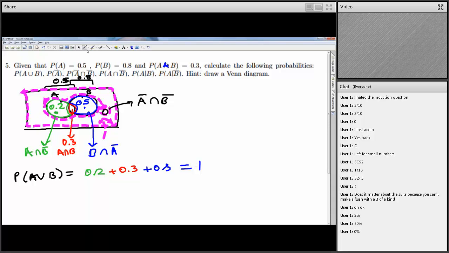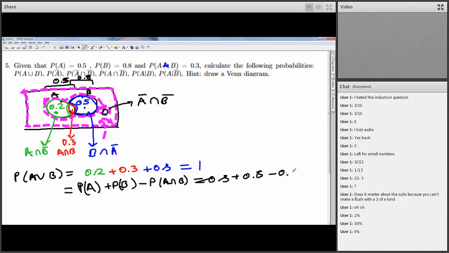The other way of working out an OR probability is to say that's the probability of A plus the probability of B minus the probability of A and B. So that's the general addition rule. And if you did that, you get 0.5 plus 0.8 minus 0.3, and the answer is the same.